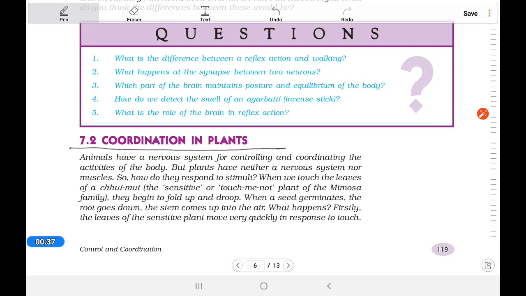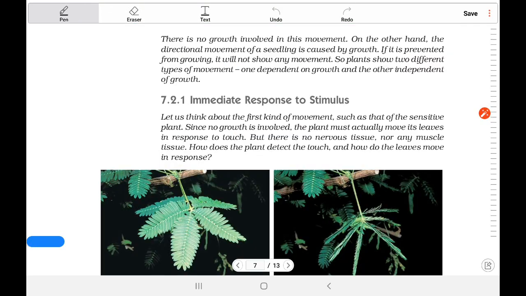Suppose if you irritate a dog, then the dog will give a response. But if we irritate a plant, it will not always give a response. Some plants are sensitive. Here you can see the touch-me-not plant. It can give some response, but it is not every plant.